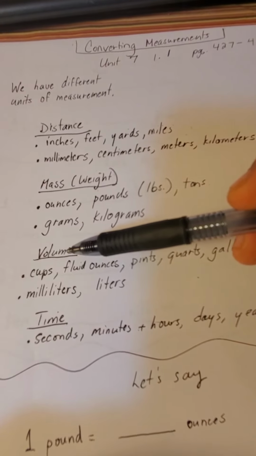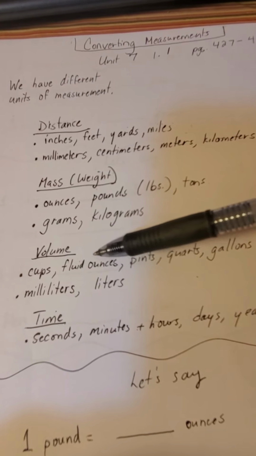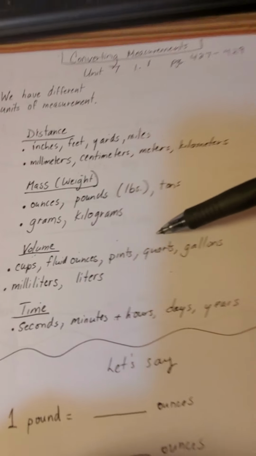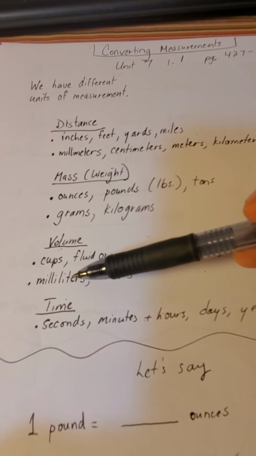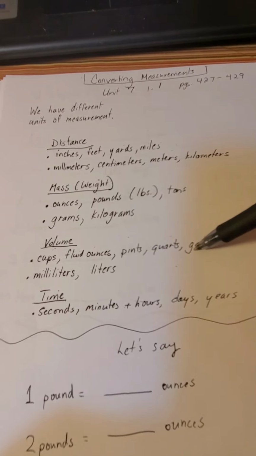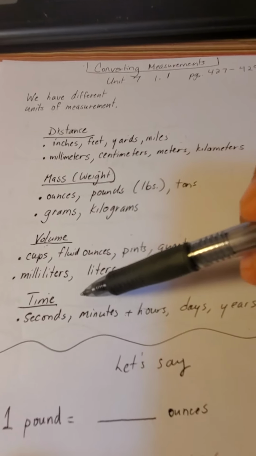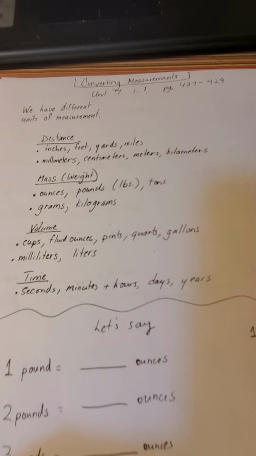For volume, we measure in fluid ounces, cups, pints, quarts, and gallons. In the metric system, we use milliliters and liters. So you see, in the United States, we have a lot of different units that we use for volume. And then for time, we have a universal measurement. We use seconds, minutes, hours, days, and years.